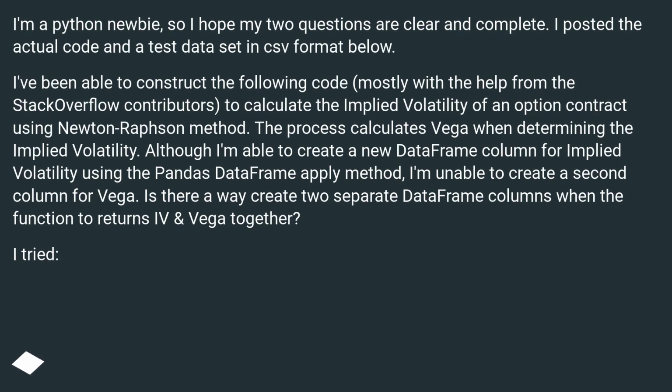Although I'm able to create a new DataFrame column for implied volatility using the Pandas DataFrame apply method, I'm unable to create a second column for vega. Is there a way to create 2 separate DataFrame columns when the function returns both IV and vega together? I tried.